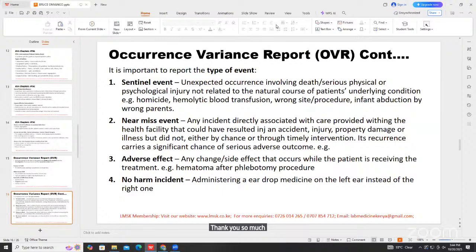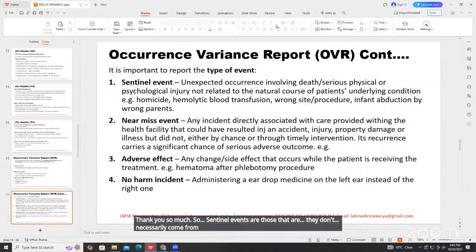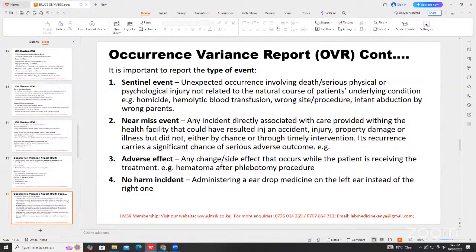Thank you so much. Sentinel events are those that don't necessarily come from the services that you are providing, but their occurrence may cause death or a serious physical injury or a psychological injury to the patient. As I said, an example is an infant abduction by the wrong patients, or a suicide in the hospital, or even a homicide. We've seen such cases even in our country.